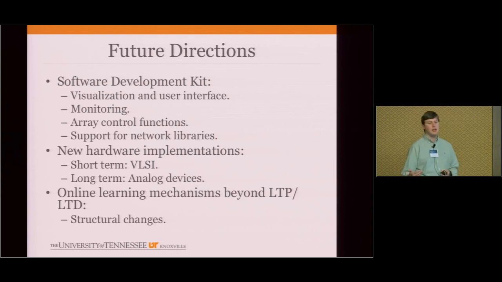For this design, the process is currently available to our university. We're targeting 100,000 elements, and we plan with access to better processes to eventually reach 1 million. In the long term, we're planning on creating a mixed analog-digital device which will allow for further improvement in these areas. Finally, we are currently creating an online learning mechanism beyond LTP-LTD-like operations, which will include structural evolution.